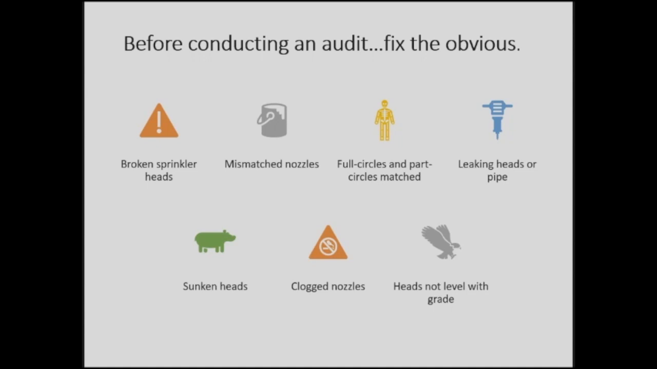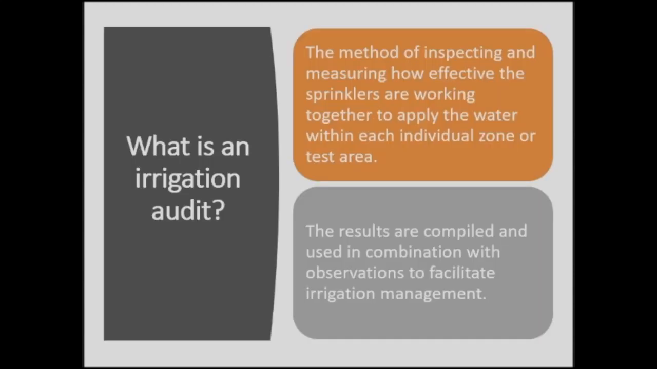Sprinklers can break, mowers hit them, what have you. Mismatched nozzles or having full circles and part circles on the same zone or something. Those are obvious mistakes and fixes that we can make. Leaks, sunken heads is a big one I've seen. Clogged nozzles, definitely. Are the heads installed at grade, but also are they level? So we need to make sure we take care of the obvious before we start worrying about doing an audit. Doing an audit on a system that we know is problematic doesn't make a lot of sense.